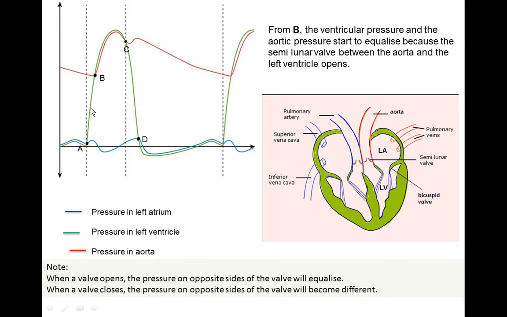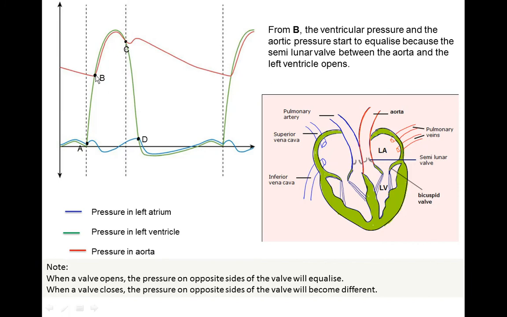From here, this part, the pressure in the left ventricle and the pressure in the aorta are different. Pressure in the left ventricle here and the pressure in the aorta here are different. So when the pressure in the aorta differs from the pressure in the left ventricle, we say that this valve is closed. The semilunar valve was closed. Okay? But what happened at point B?